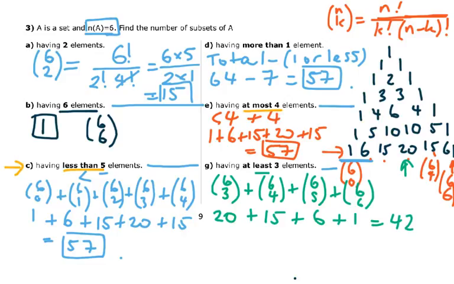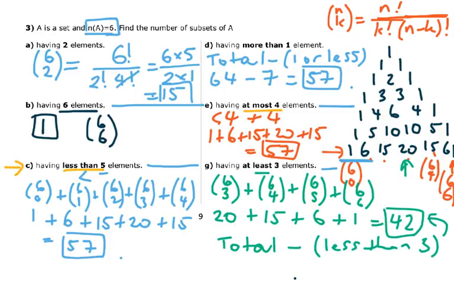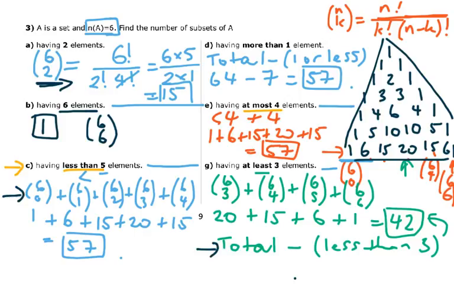Of course, we could also use the complement. We could take the total and subtract less than 3, and we'd get the same answer here, 42. So in summary, we can calculate combinations with the formula here, or we could use Pascal's triangle. And when we have less than or at most, these sorts of things, we could use lists and add them together, or we could use the strategy of using the complement.